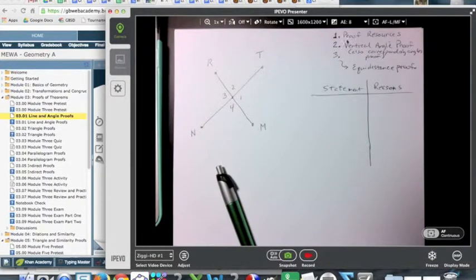We're going to cover proof resources, and I'm going to do a vertical angle proof and show how that relates to the corresponding angles proof. And later on I'll talk about equidistance proofs, and these will probably be broken up into separate videos. But to start with, let's look at the proof resources.